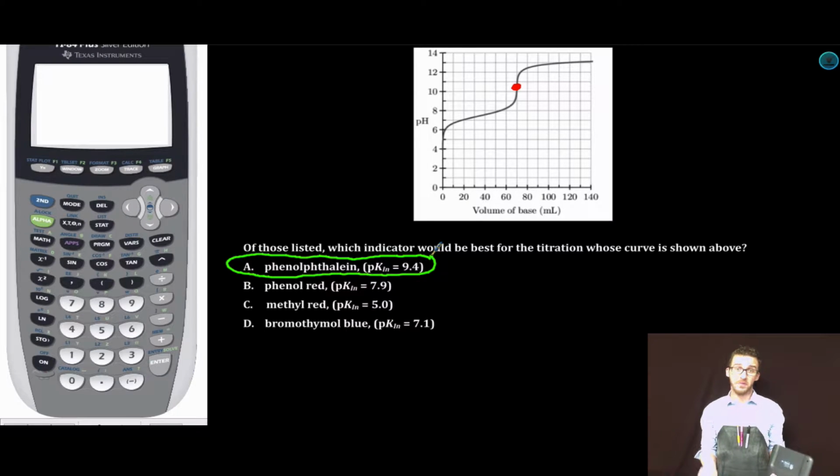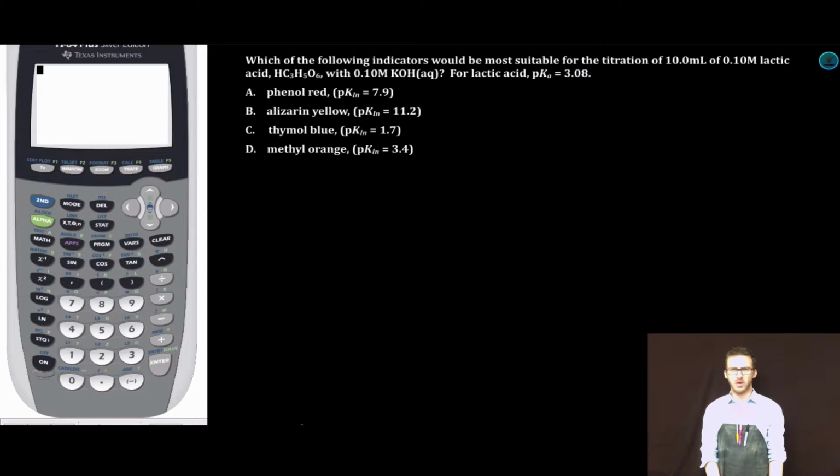Keep in mind that the pKa of an indicator is equal to the pH at the midpoint that we observe its color change. All right, moving right along. Let's take a look at this last example. It says, which of the following indicators would be most suitable for the titration of 10.0 mL of 0.10 molar lactic acid with 0.10 molar potassium hydroxide? We're told the pKa for lactic acid is 3.08.